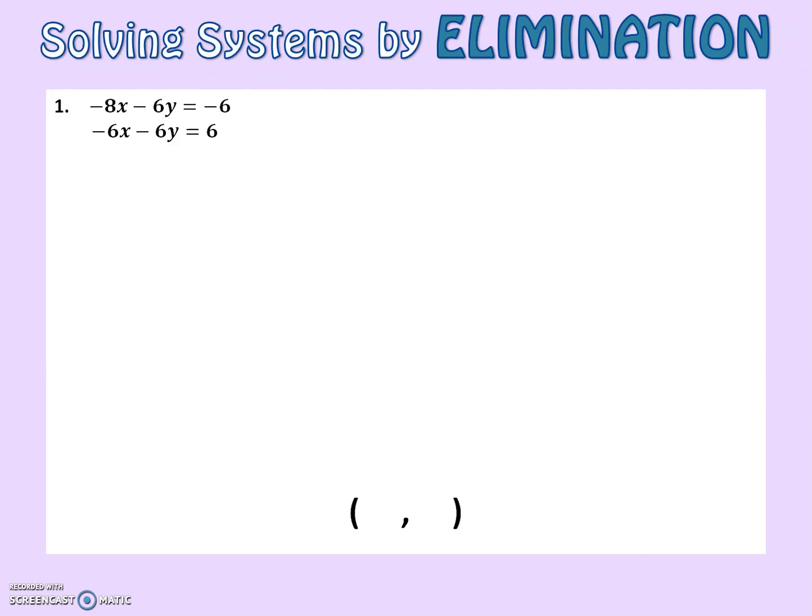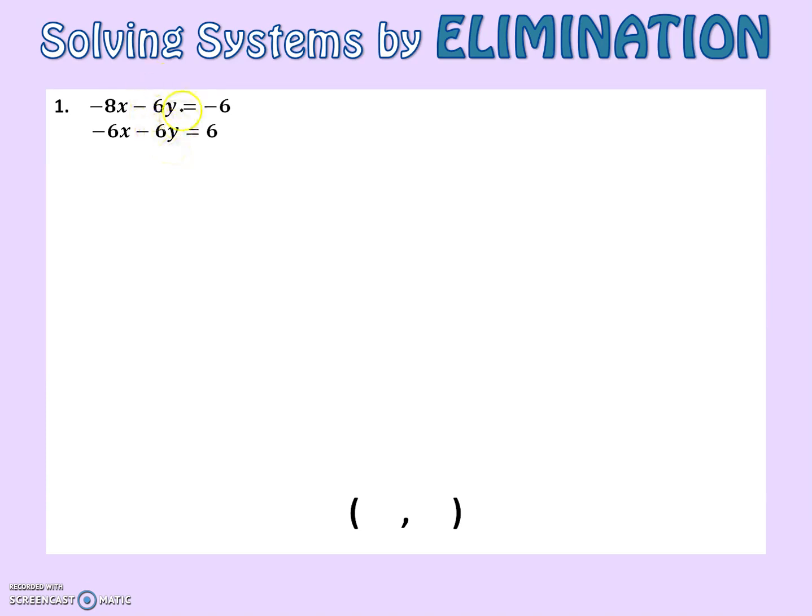The first thing for us to notice in number 1 is that both of our equations are in standard form. You notice it's a number x plus a number y equals a number, and they're both like that. The x's are lined up, the y's are lined up, and the constants are lined up. So that helps us out. Now we're looking at the coefficients. Not including the signs, the numbers on the x's are 8 and 6. They don't match, so that's probably not the one we're going to use to eliminate. If we look at the y's, we've got 6 and 6. These match, so we know that we're eliminating the y variable.